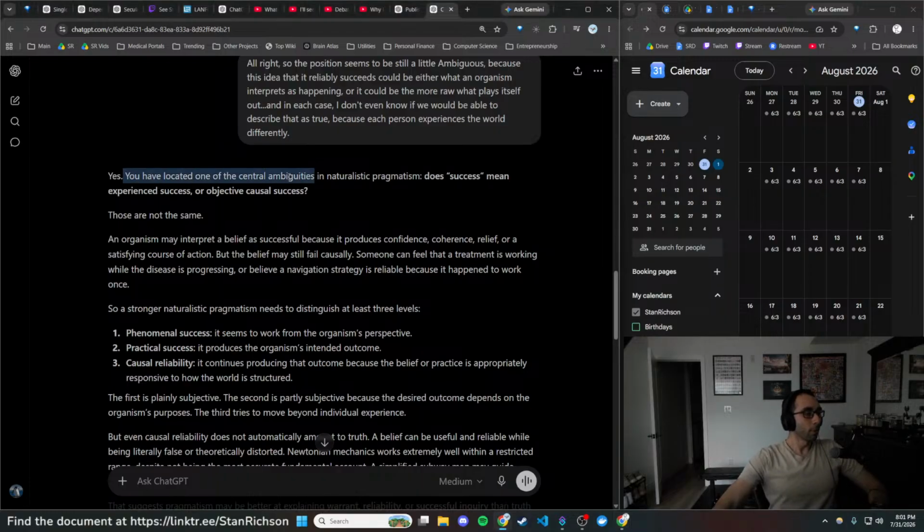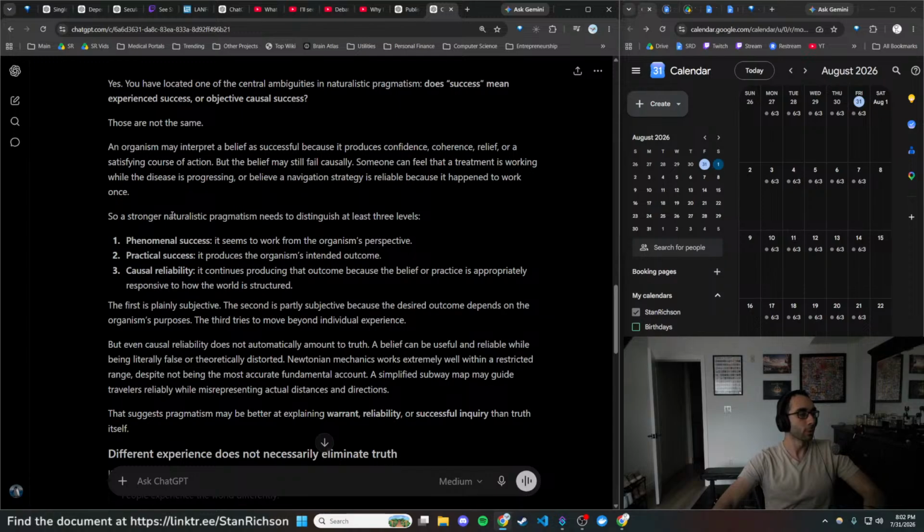All right. You have located one of the central ambiguities in naturalistic pragmatism. Does success mean experienced success or objective causal success? An organism may interpret a belief as successful because it produces confidence, coherence, relief, or a satisfying course of action, but the belief may still fail causally. Someone can feel that a treatment is working while the disease is progressing. So a stronger naturalistic pragmatism needs to distinguish at least 3 levels.